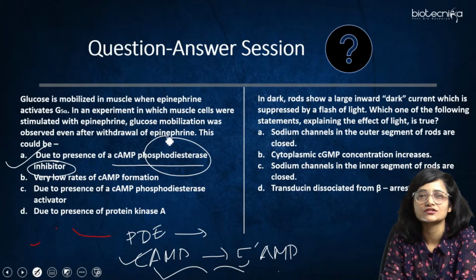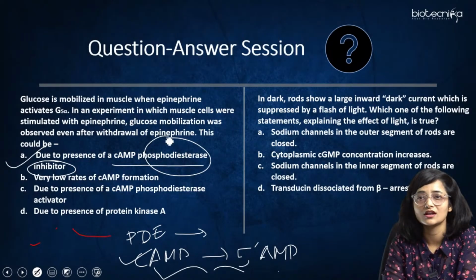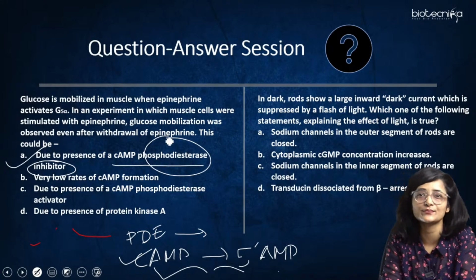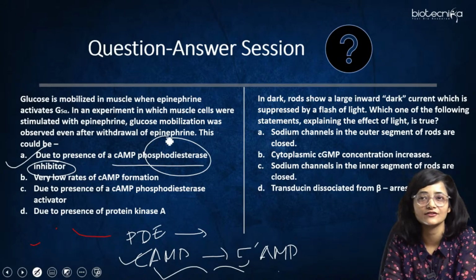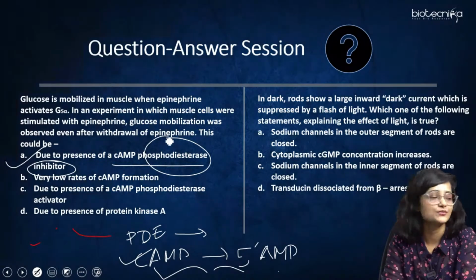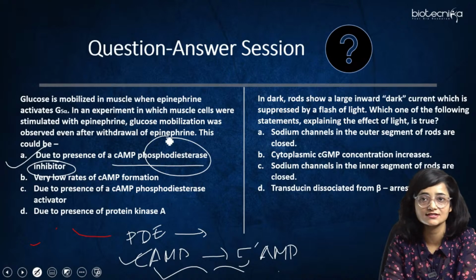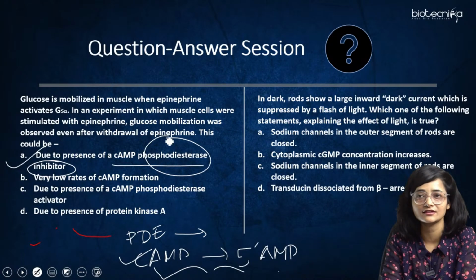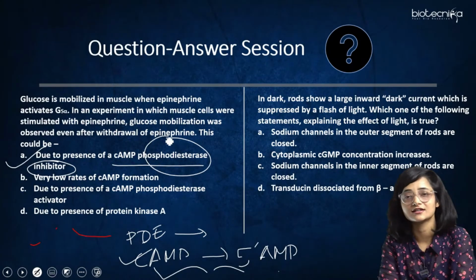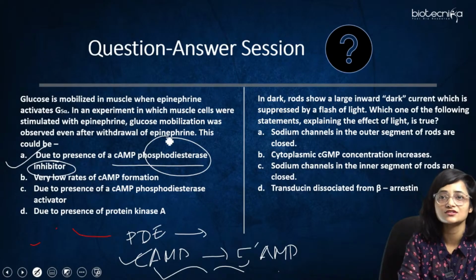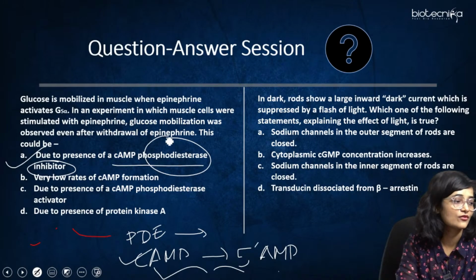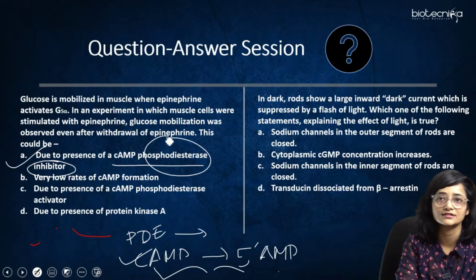Then coming to the second question. In the dark, rods show a large inward dark current which is suppressed by a flash of light. Which one of the following statements explaining the effect of the light is true? The first option is that the sodium channels in the outer segment of the rods are closed. Second, the cytoplasmic cGMP concentration increases. Third, the sodium channels in the inner segment of the rods are closed. And the last option is that transducin dissociated from the beta arrestin. What would be the correct option for this question?